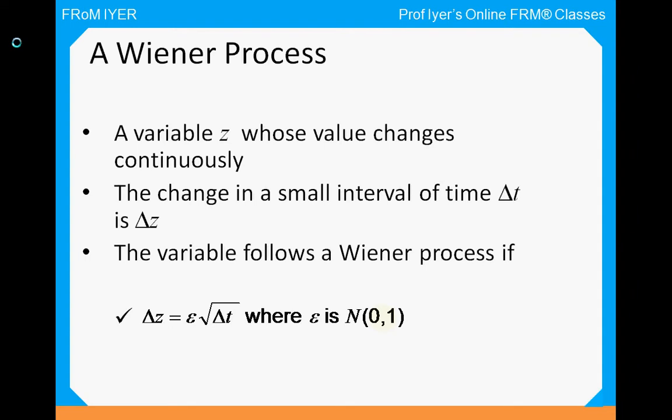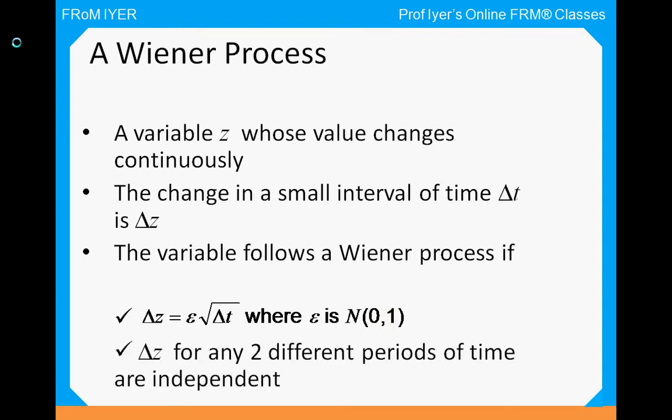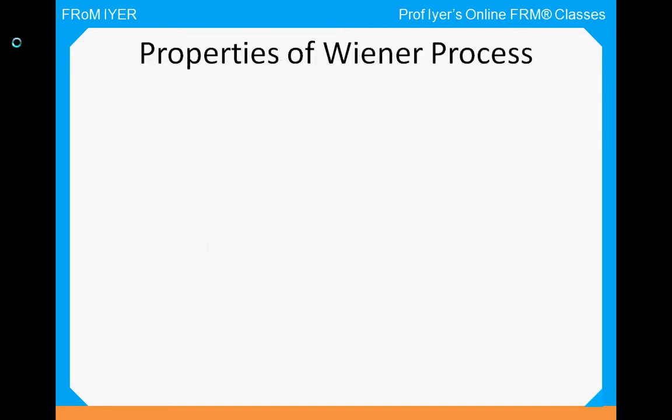The second condition that it should fulfill is that the changes delta z for any 2 points of time are independent, which means the change at one point of time does not depend on the change at any other point of time. Now if a random variable follows these two conditions, then it is a Wiener process. So what are the properties of a Wiener process? The diagram here shows a Wiener process.